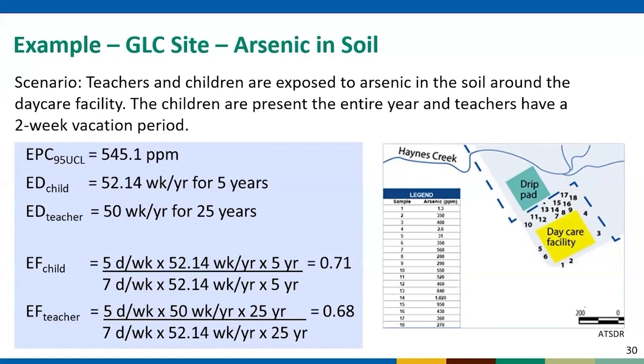EFs are derived for both groups. The child who is in daycare year-round and the teacher who takes 2 weeks of vacation each year. Both groups are there for 5 days a week, but the children are there 52.14 weeks per year, and the teachers are there 50 weeks per year. The value of 52.14 reflects 365 days divided by 7 days per week.